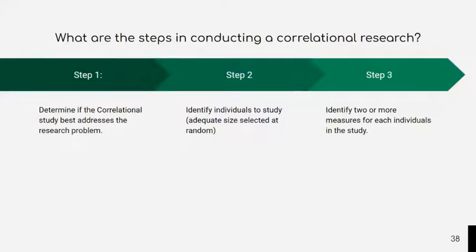Now before being able to carry out your experiment, you should seek permission to collect the data. Once you've selected your sample, you move to step 3, which is to identify 2 or more measures for each individual in the study.